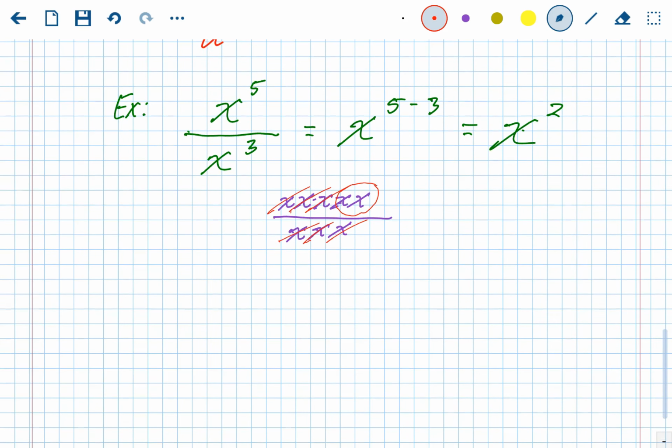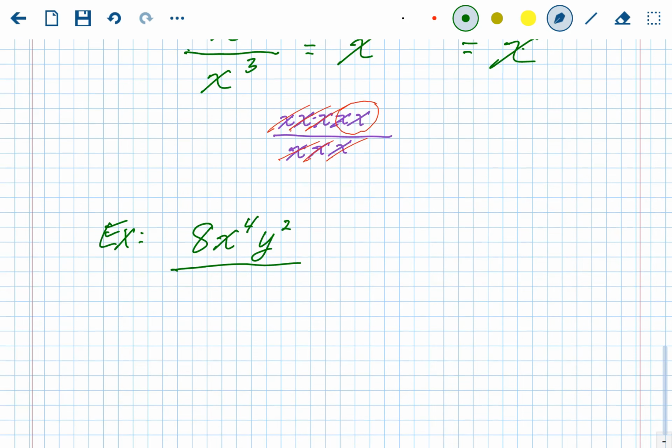Let's do another example, this one a little longer. Let's say we have a bigger fraction. Let's say we have 8x to the 4th, y to the 2nd on top. And we're going to divide that by 2, x to the 2nd, y on the bottom. Okay, well, what do we do with the numbers? Well, numbers are still numbers. If you're trying to divide two numbers, you just divide them. You're not subtracting the numbers.